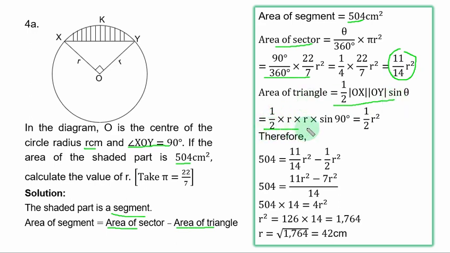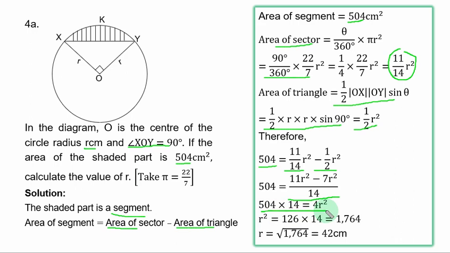You have it in that form. Sine 90 degrees is 1. So r times r is r squared multiplied by 1 over 2. You have it in this form. So put together, the area of the segment is 504, equal to area of sector minus area of triangle. If you find the LCM and simplify, you have this on the right hand side. Multiply through by 14 to clear the fraction, you have this result.